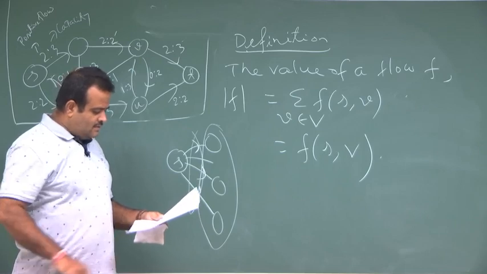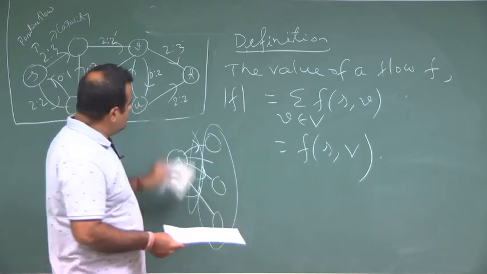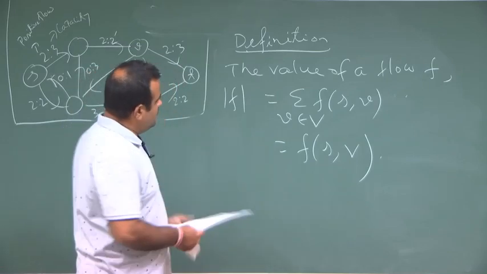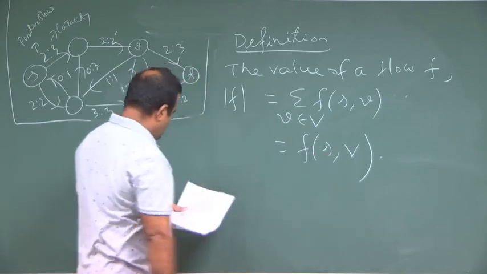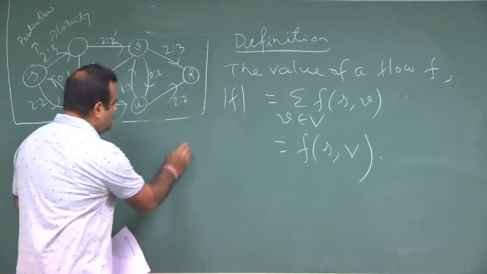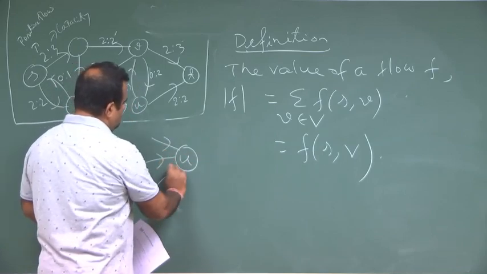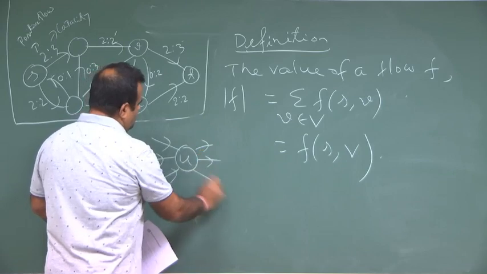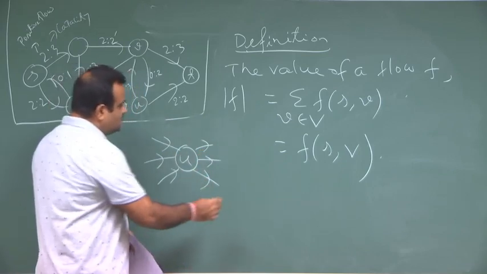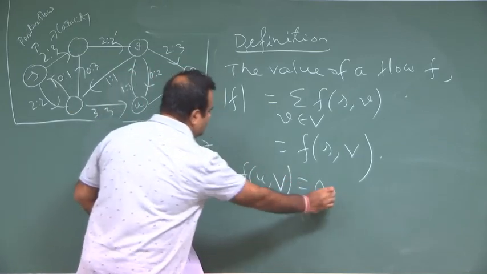So that is the thing. Now this is the set theoretic notation f of s comma v. Similarly, we can define the flow consumption. If we take a vertex v, the flow consumption on this vertex is 0. How do we define that? In terms of net flow, the sum of f of u comma v is 0.